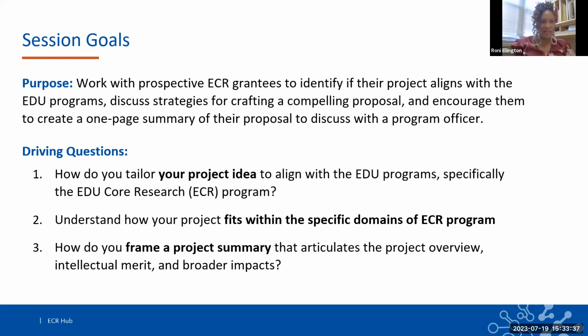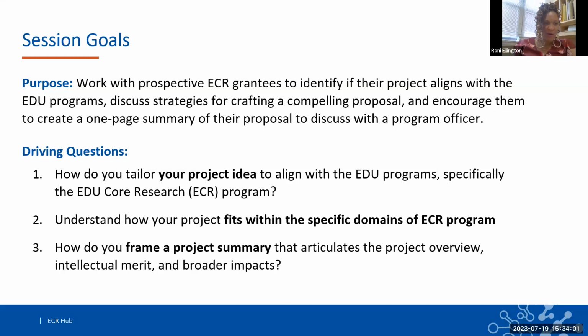All right. So the purpose of this session is to work with prospective ECR grantees to identify, one, if you have an idea that can align with the EDU programs, and discuss how to craft your one-page summary in a way that's aligned with the objectives of the ECR program.